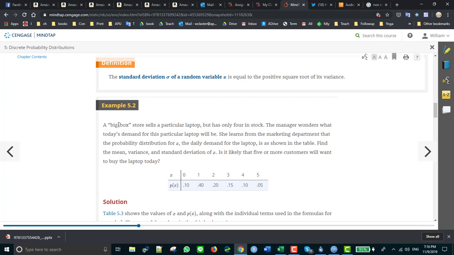So here's a store called Big Box. It sells a particular laptop that has only 4 in stock. The manager wonders what today's demand for this particular laptop will be. So she's wondering how many people are going to come to the store and ask for this laptop. She learns from the marketing department that the probability distribution for X, the daily demand for the laptop, is as follows. Of course we don't know what the demand is going to be.